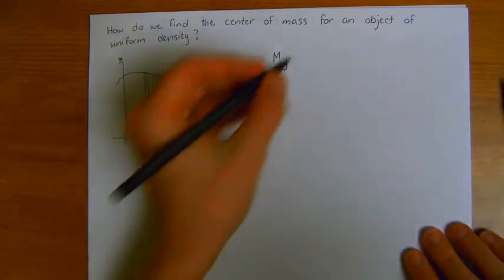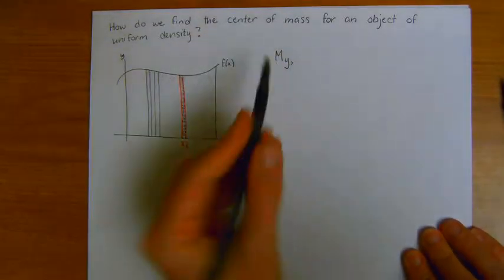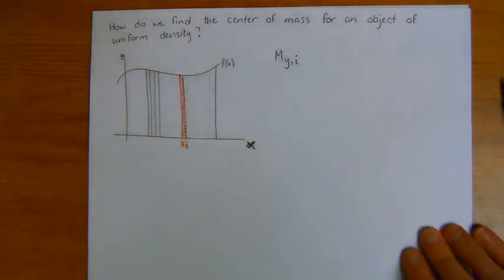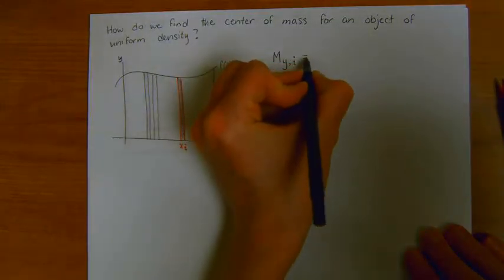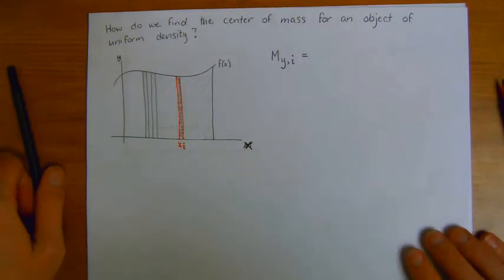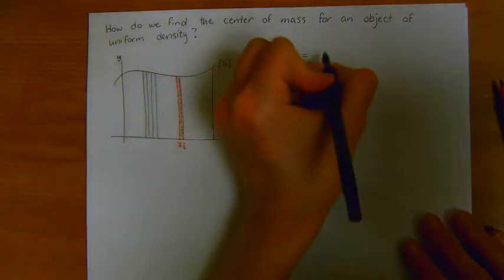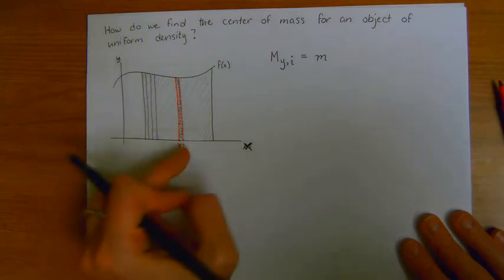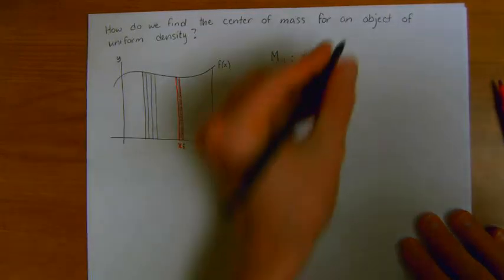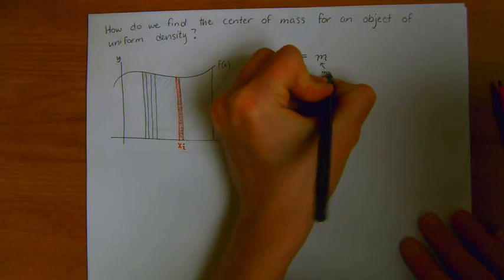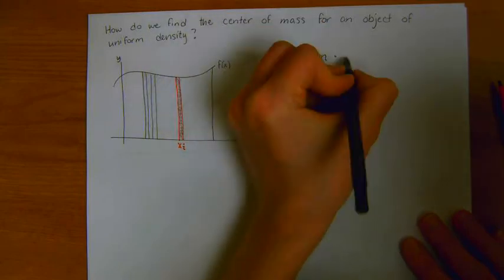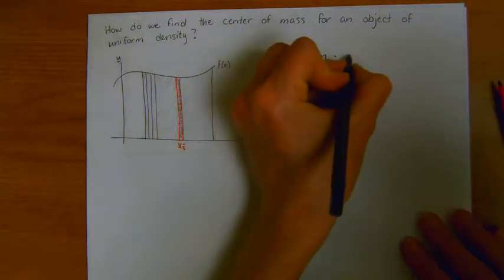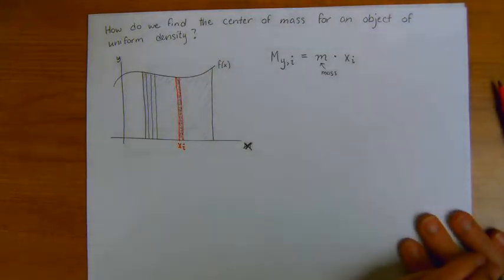So if I'm looking at the moment just for this one single strip, I'll call it m sub i because it's a red strip, what's that going to be? Recall before that it was going to be the mass of that strip times the distance that strip has from the y-axis. So this is the mass times the distance from the y-axis, which is just going to be its x-coordinate, x sub i.